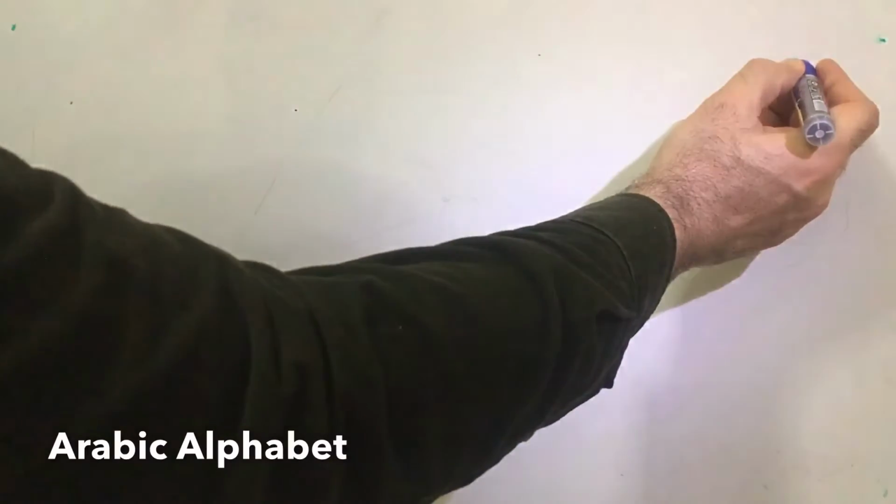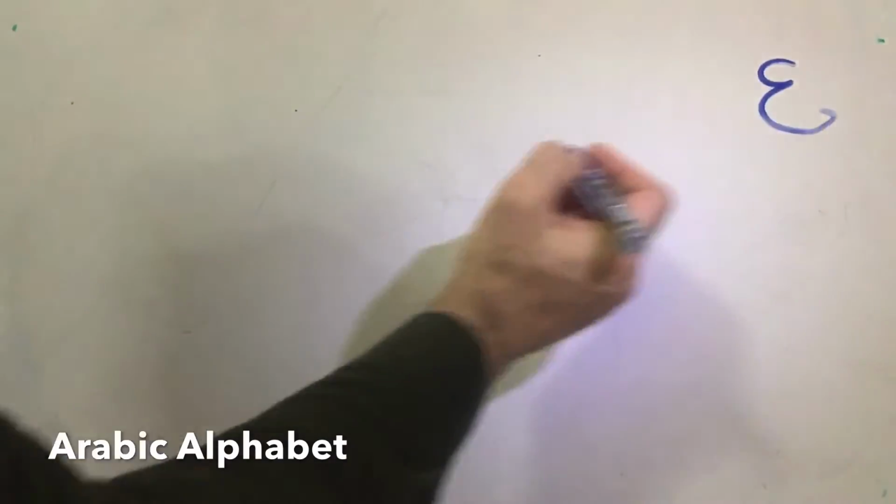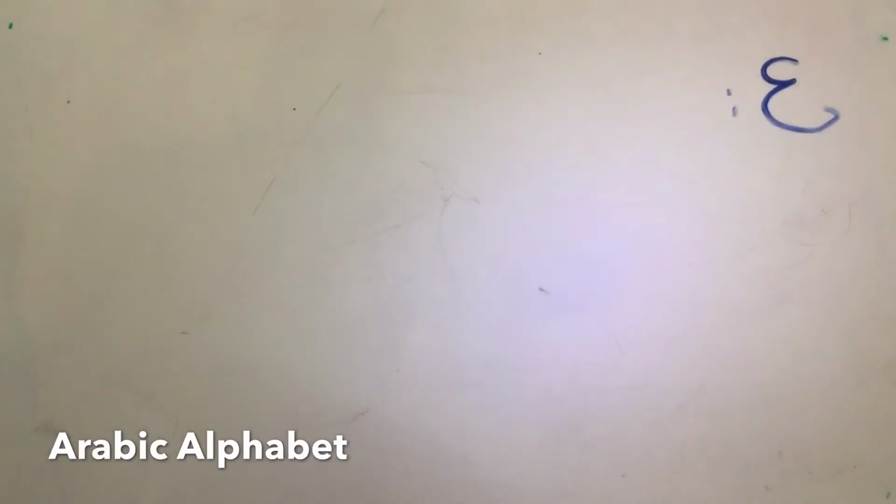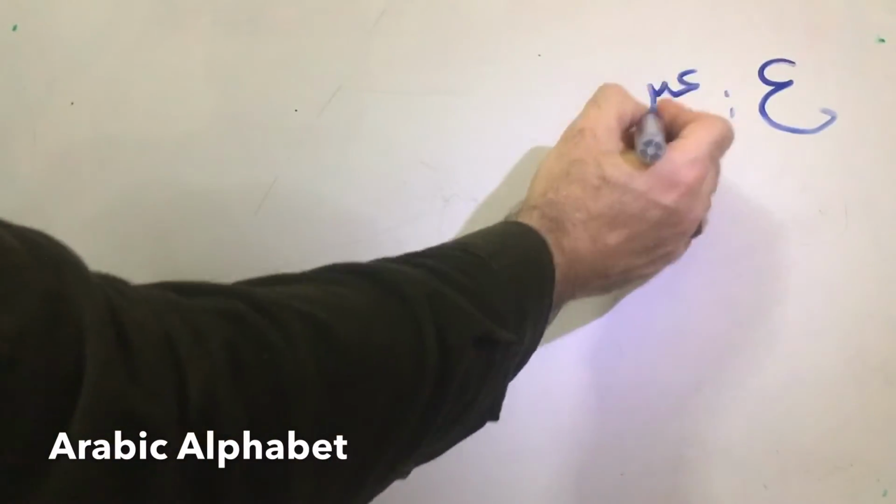Today we are going to continue with the Arabic alphabet. Today we have عين.